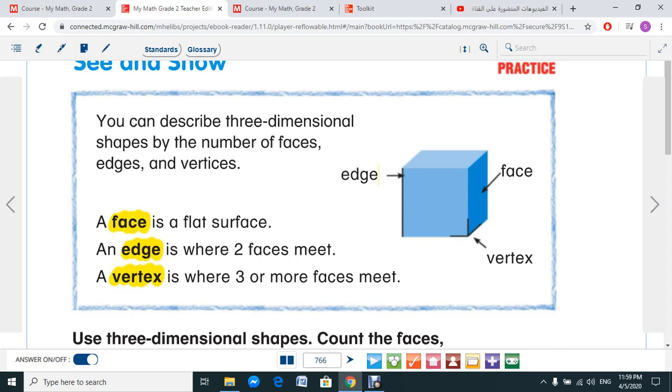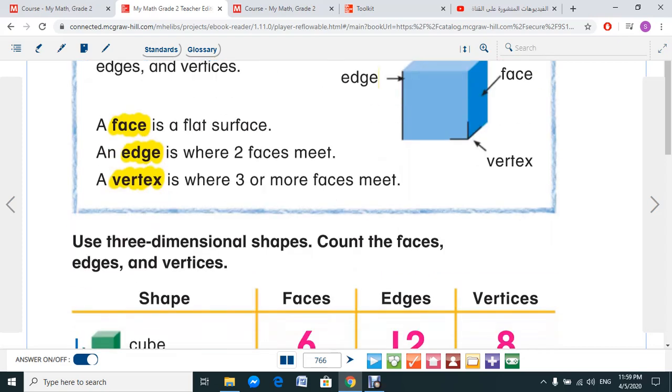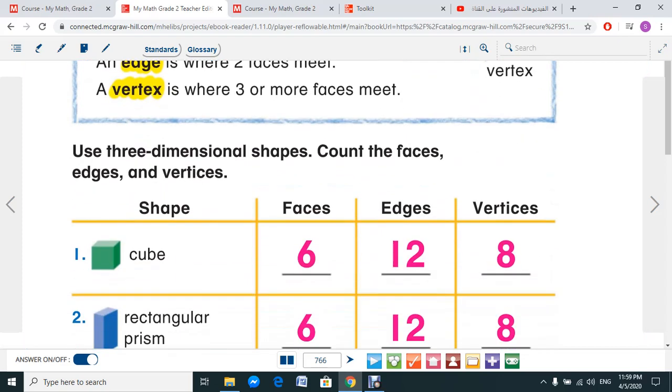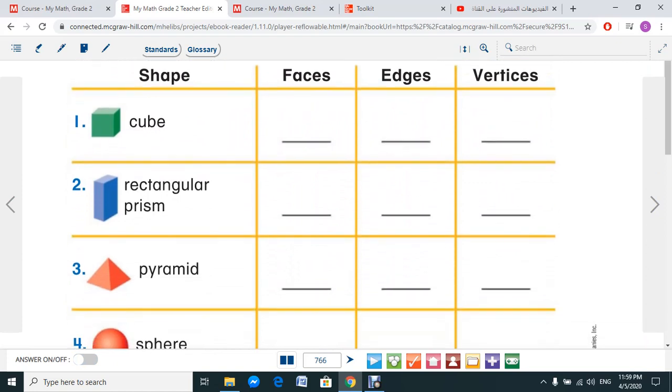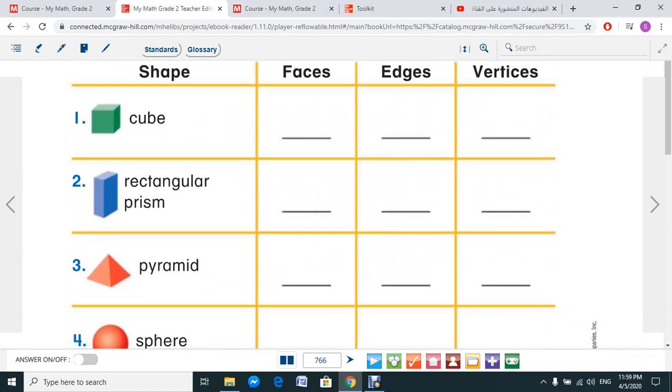So a face is a flat surface like here. An edge is where two faces meet. This is an edge. And the vertex is where three or more faces meet, which means the sides of the angles, okay? Now let's see if you can remember what we said in the beginning of today's lesson.